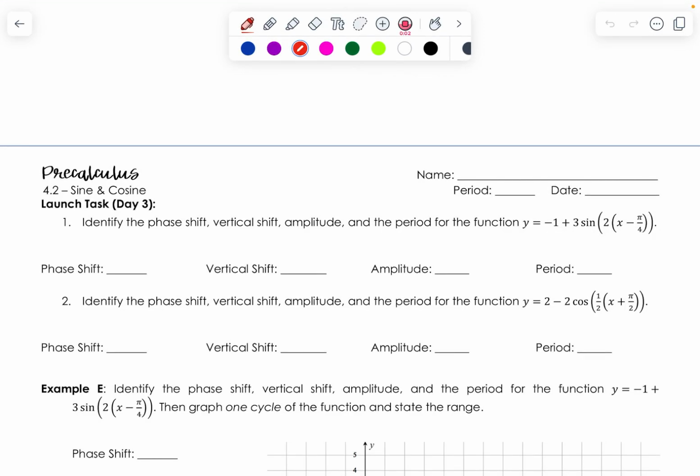All right, today is our day 3 of 4.2. So what we're going to do is our launch task: let's put all the pieces together now. So my phase shift is pi over 4. My vertical shift is down 1. My amplitude is, don't forget, the absolute value of 3. And the period length is 2 pi over 2, so it's pi.